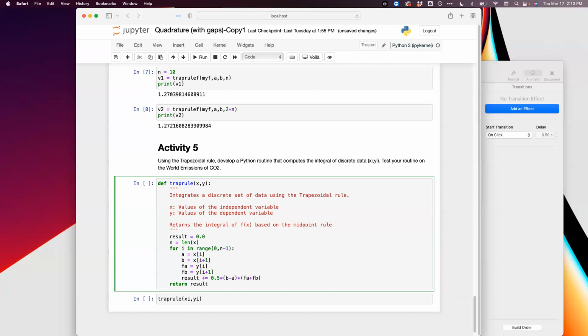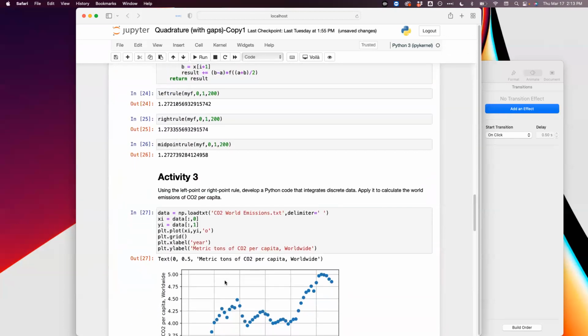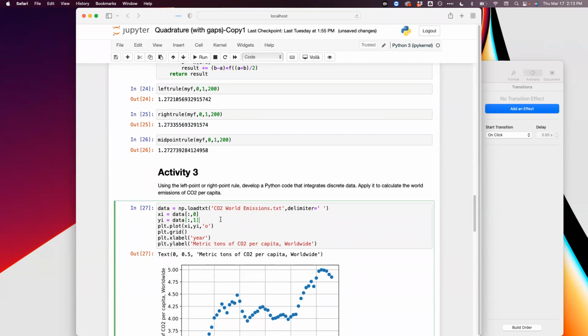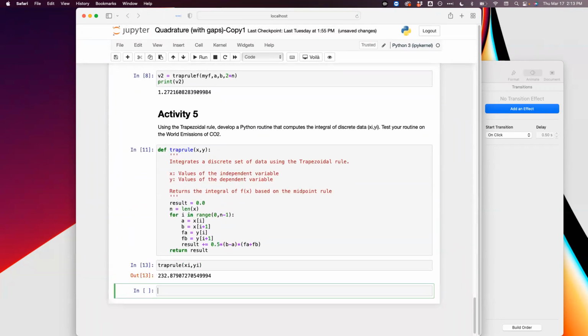Yeah, so you see what I did here. I tried to make it look like the form we used for the continuous function, fa, to indicate that this is f at a. And then you return the result. You apply the trap rule to your data. Let's see, where's our data? If you haven't loaded your data, you have to load it here from activity three. Those are your data, and you run it.